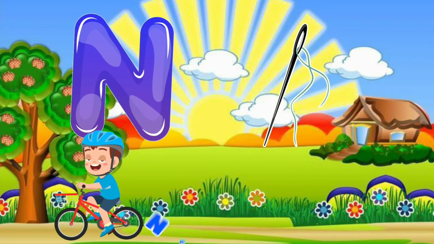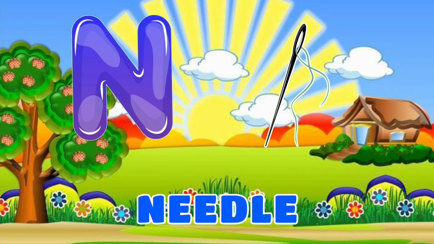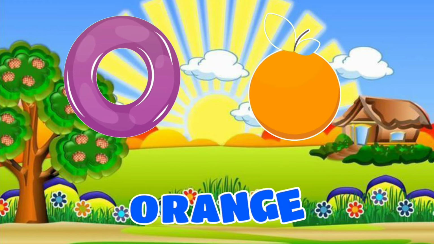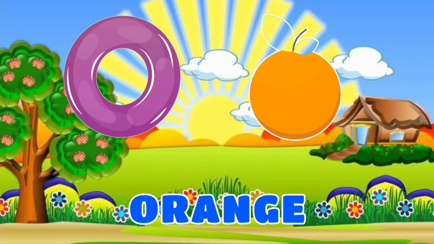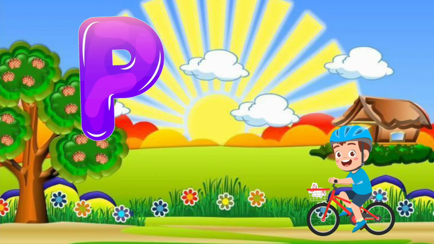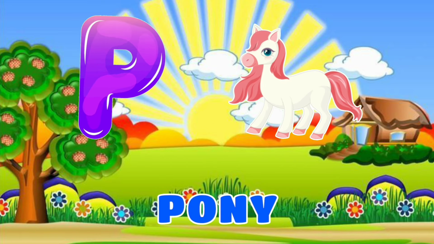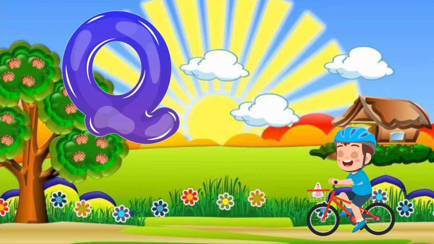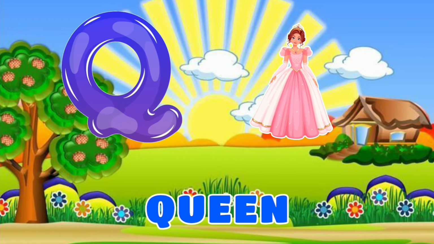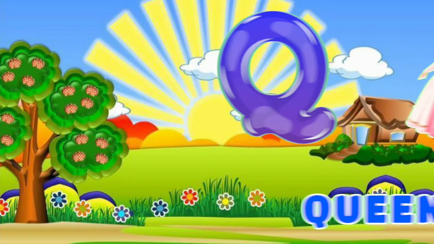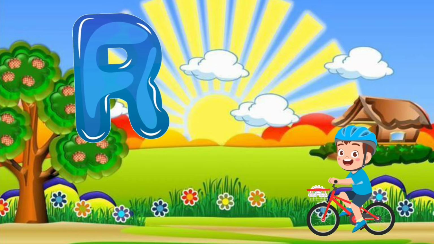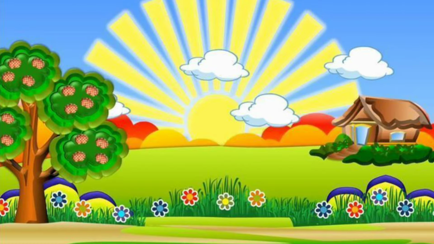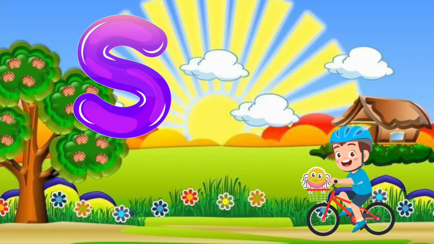N. N is for needle. O is for orange. P. P is for pony. Q. Q is for queen. R. R is for rainbow. S. S is for spider.